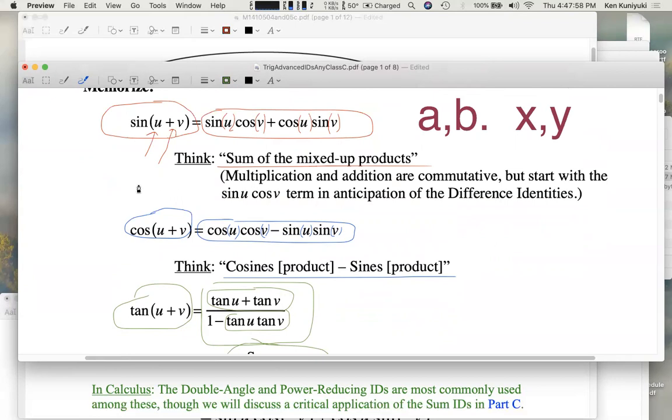Be prepared to apply these identities both left to right, like you're expanding, and also right to left, like you're condensing. And we're going to apply these identities in both directions.